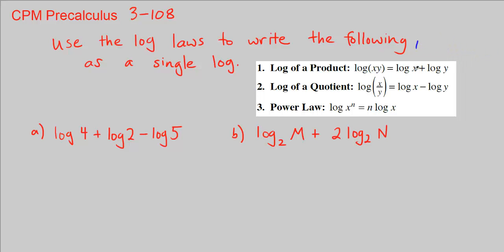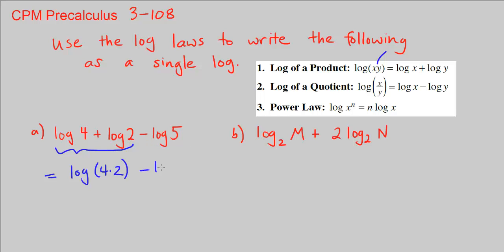So luckily for us, in part A, all of these have the same base. When there's an implicit invisible base, we know it's 10. Always 10. If it's not written, it's 10. So let's go ahead and simplify this using the log of a product. These two are being added together just like x plus y here. That means we can multiply them inside a single one. So this is equivalent to log of 4 times 2.